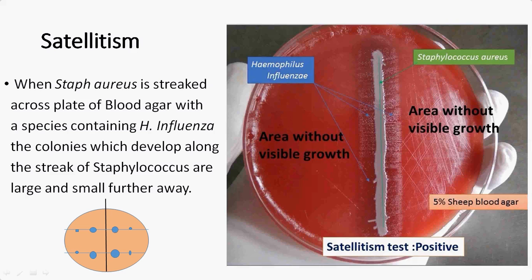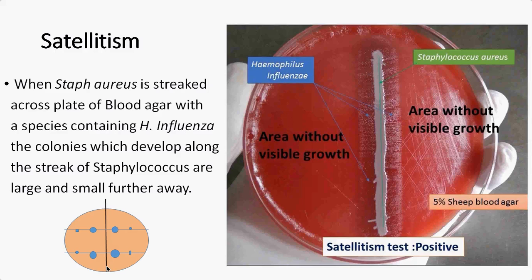So what will happen? In this diagram you can see a central black line, which is nothing but Staphylococcus aureus. So this is Staphylococcus aureus streaked on a blood agar, perpendicular to the H. influenzae streak line. These are the two lines of H. influenzae which have been streaked, and centrally perpendicular to those two lines there is Staphylococcus aureus. So what will happen to this?